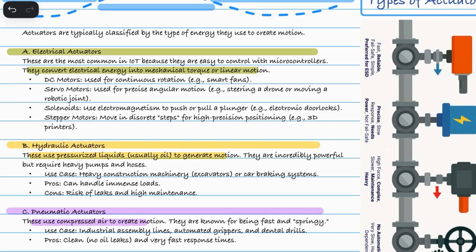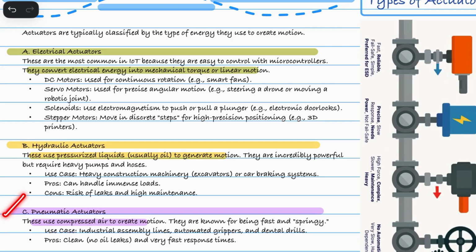The next kind of actuators are hydraulic actuators. They rely on pressurized liquid, typically oil. These are the heavy lifters of the industrial world. They require massive pumps, fluid reservoirs and thick hoses, meaning that they are prone to leaks and high maintenance. However, they deliver immense mechanical force. So you will find these controlling the heavy buckets of IoT enabled excavators or vehicle braking systems.